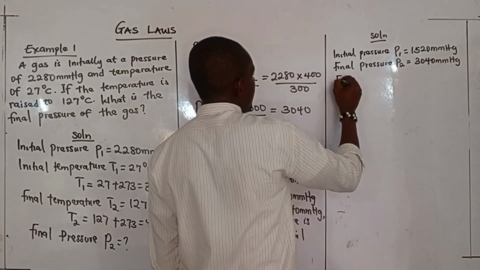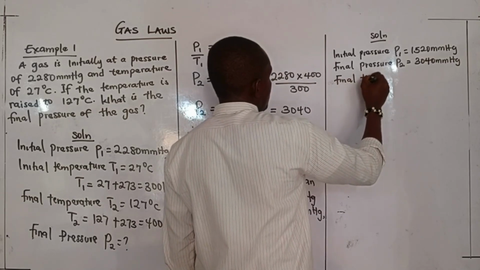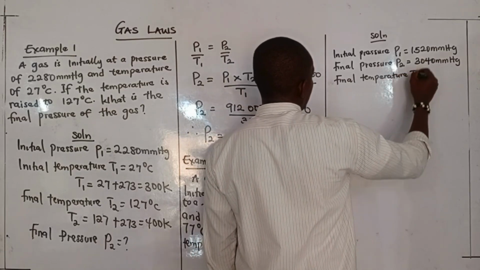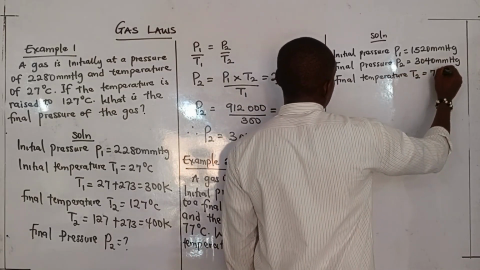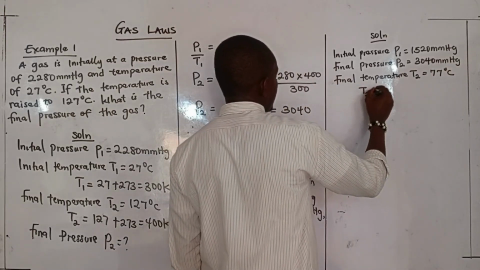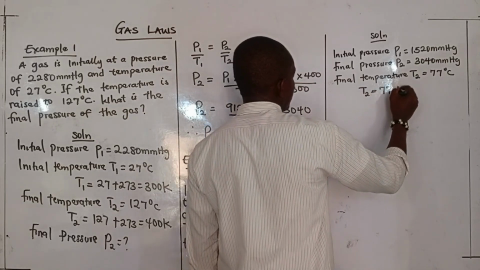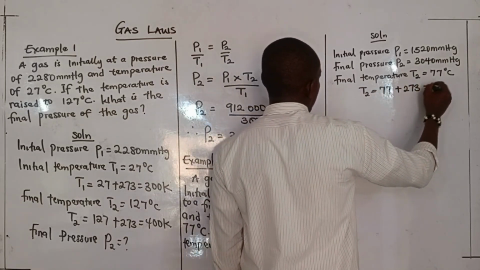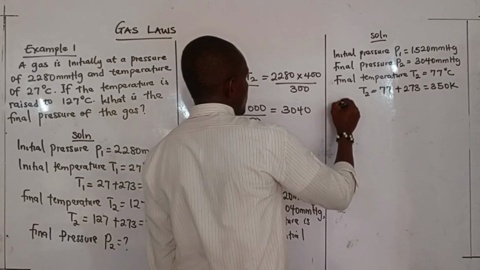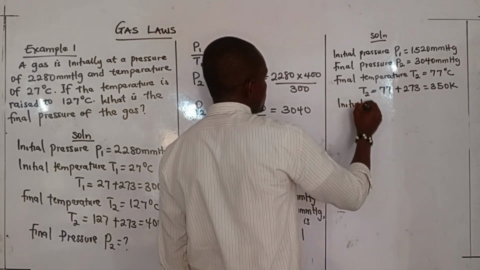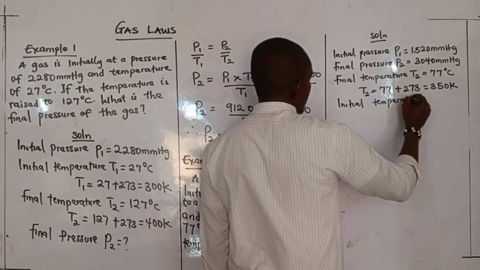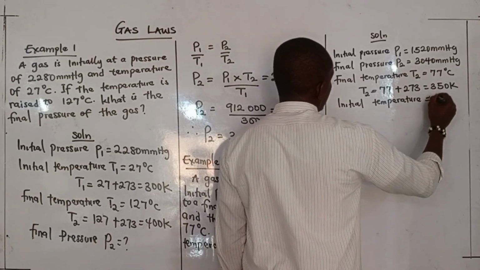Then we have the final temperature given to us. So the final temperature, which is T2, is equal to 77 degrees Celsius. Its equivalent in Kelvin is 77 plus 273, which will give us 350 Kelvin. So we have to look for the initial temperature, which is T1.